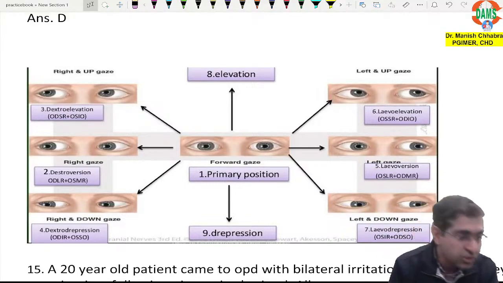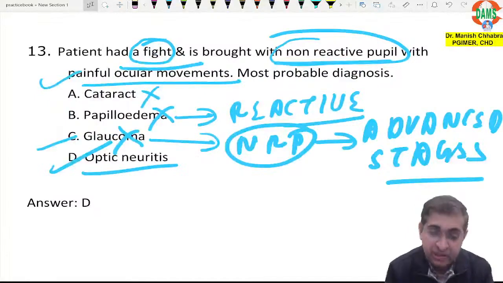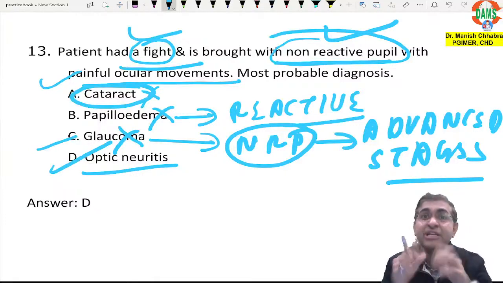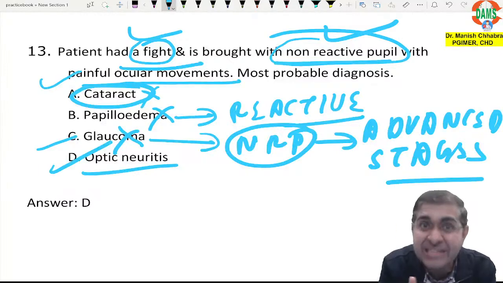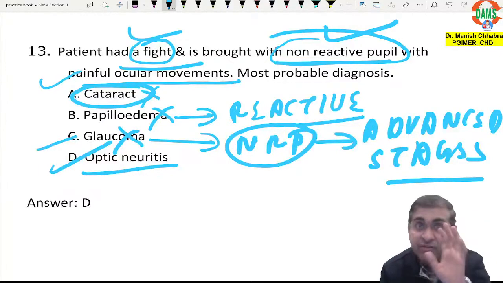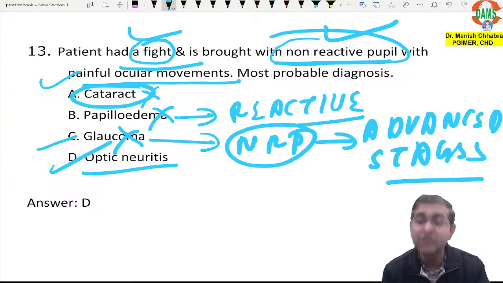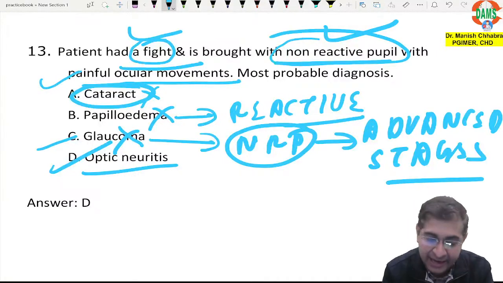So there is a question, sir, but option A and B can occur due to trauma as well. Option A and B, dear Dr. Tia, so non-reactive pupil is not associated with cataract, na? So the patient had a fight and is brought. That means this condition is immediate. Cataract will not happen just in few seconds or few minutes or even in days. It will take some time. I understand you may be talking of the cataract associated with blunt trauma, but why will the pupil be non-reactive? Why will there be painful ocular movements? Not associated with cataract, na?